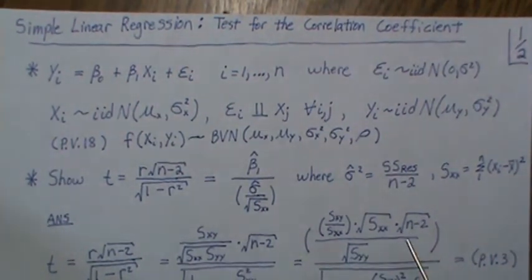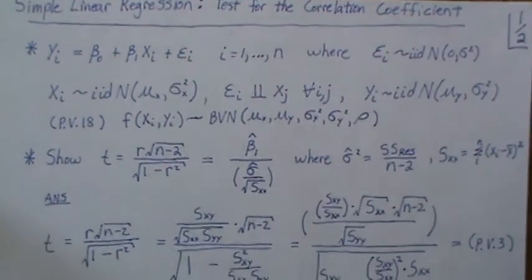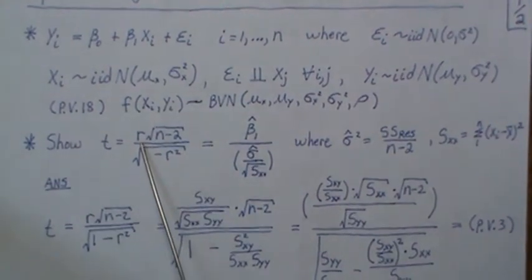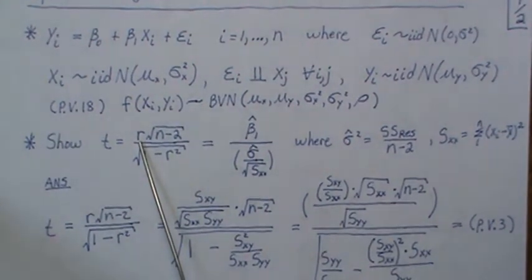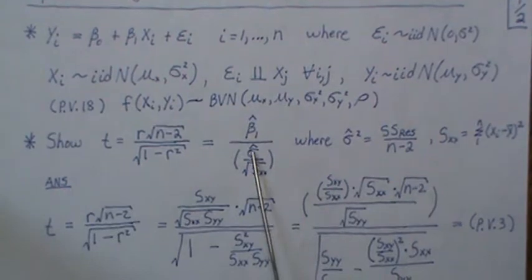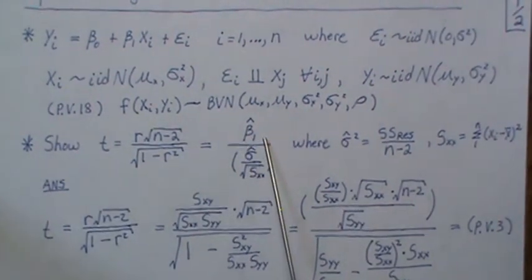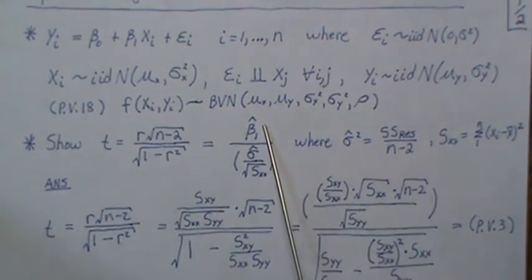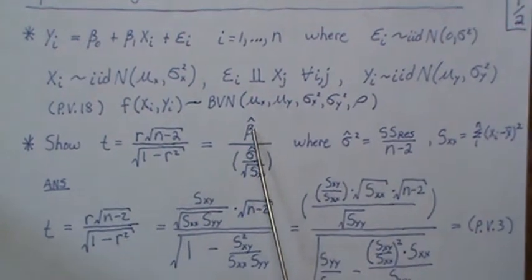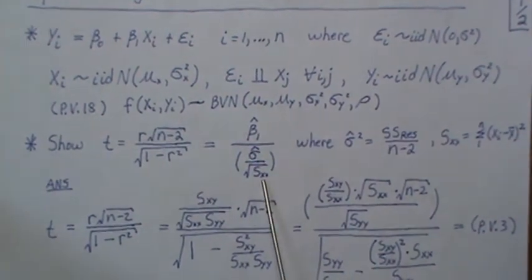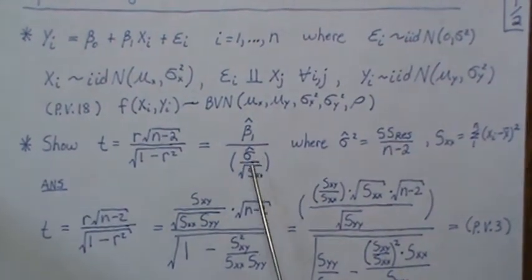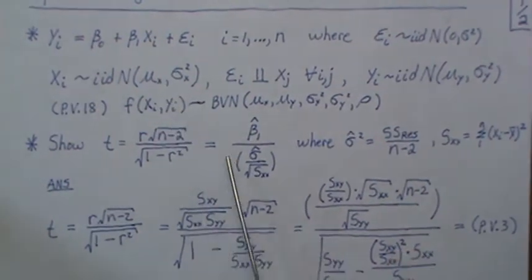But before we get into the actual test, we need this property here. So let's show that t, which is this, where r is the sample correlation coefficient defined in PV18, times the square root of n minus 2 over 1 minus r squared, is equal to this. And this right here is the least squares estimate for beta 1, divided by its approximate standard deviation. This was actually the test statistic that we used in testing whether the slope was significant or not in simple linear regression where x was fixed.